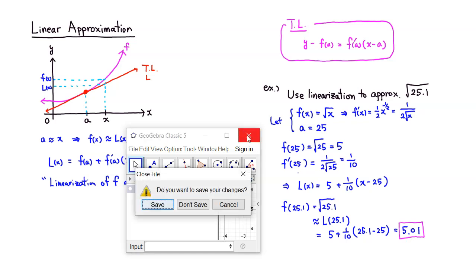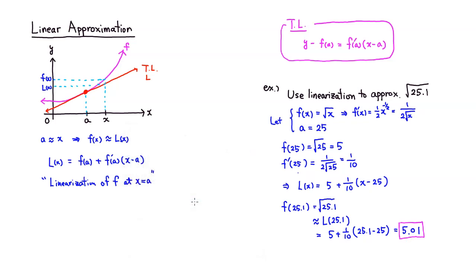So that is called the linear approximation: just using the tangent line to approximate the value of the original function. That's it. I hope that this was clear.